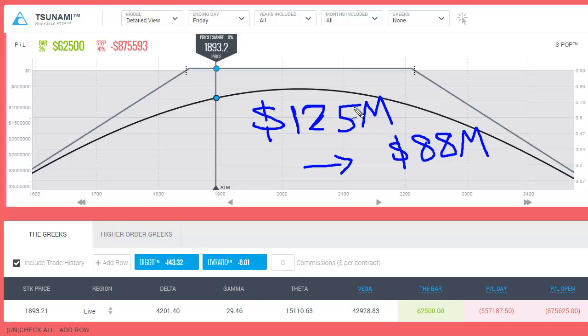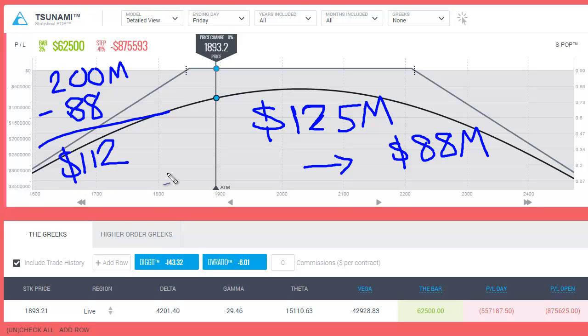So if their account only had 125, then they would have just lost 70% of the account in one day, essentially, but the trade was on for about a week. Now, if they had started with, let's say, 200 million, and then they just lost the 88, now they're left with 112 million.